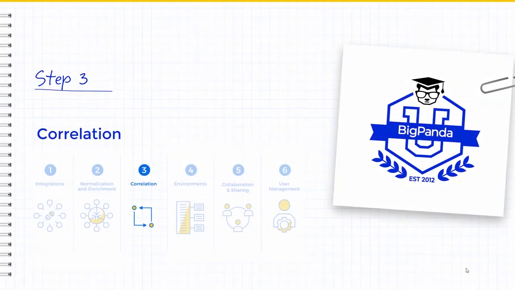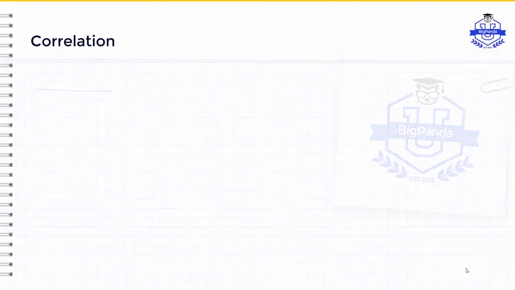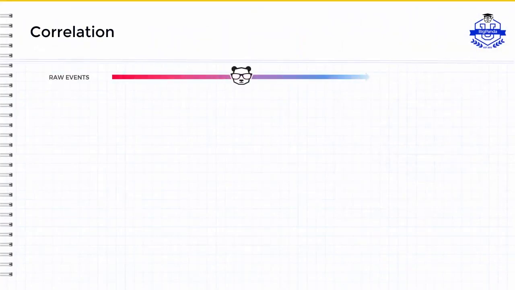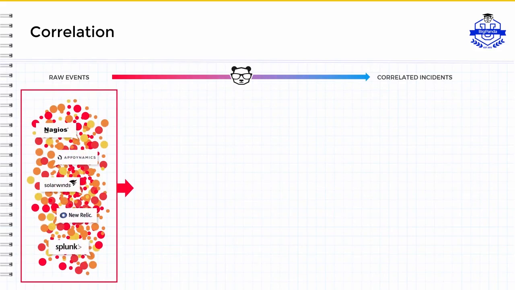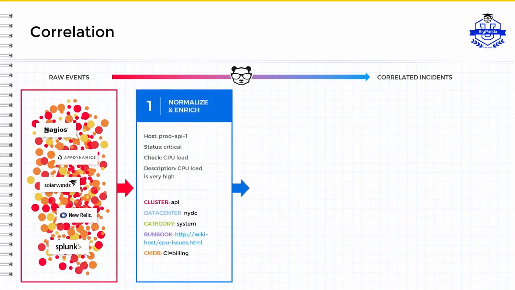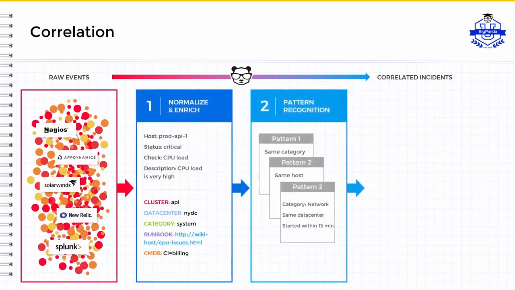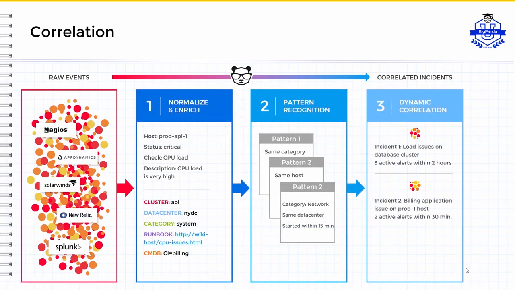The third step we'll discuss is correlation. Correlation is a method of grouping related alerts into a single high-level incident. After the monitoring alert data is collected, normalized, and enriched, BigPanda uses pattern recognition and dynamic clustering to automatically process the alerts into meaningful, actionable incidents.